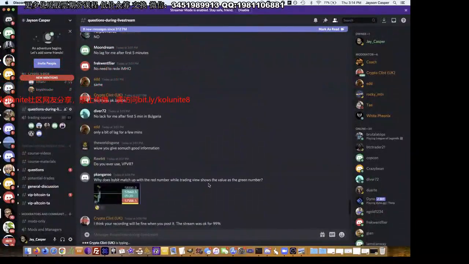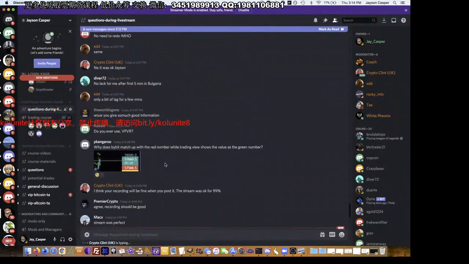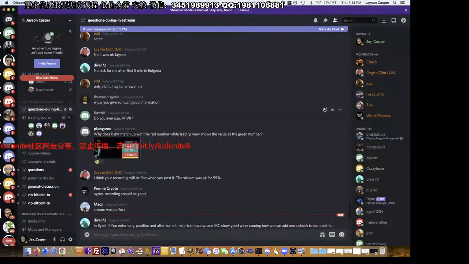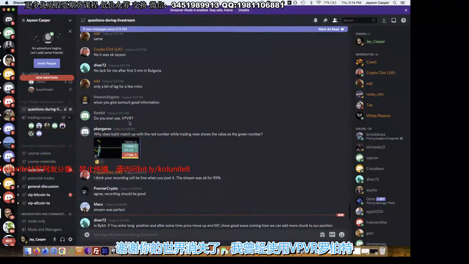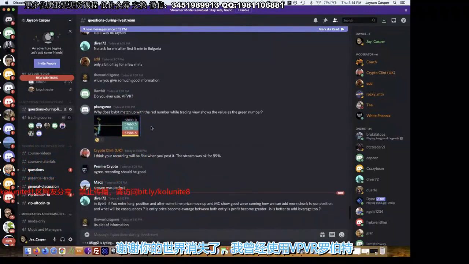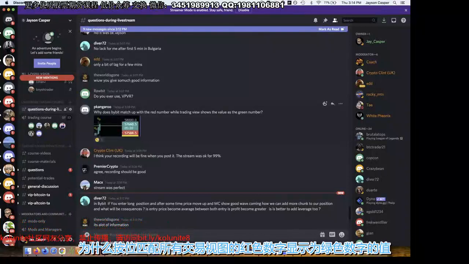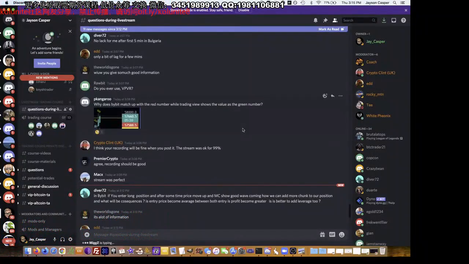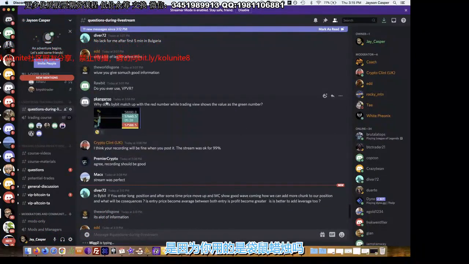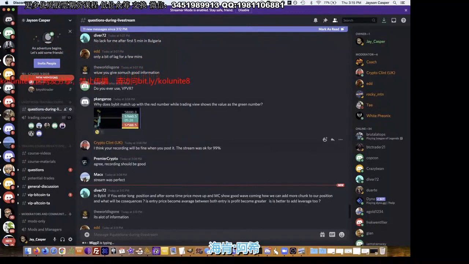Okay, we got some questions here. Do I ever use VPVR? Not too sure what VPVR is. Why does Bybit match up with the red number while TradingView shows the value as a green number? It's because of, are you using Heikin Ashi candles, P Kangaroo? It might be the Heikin Ashi.